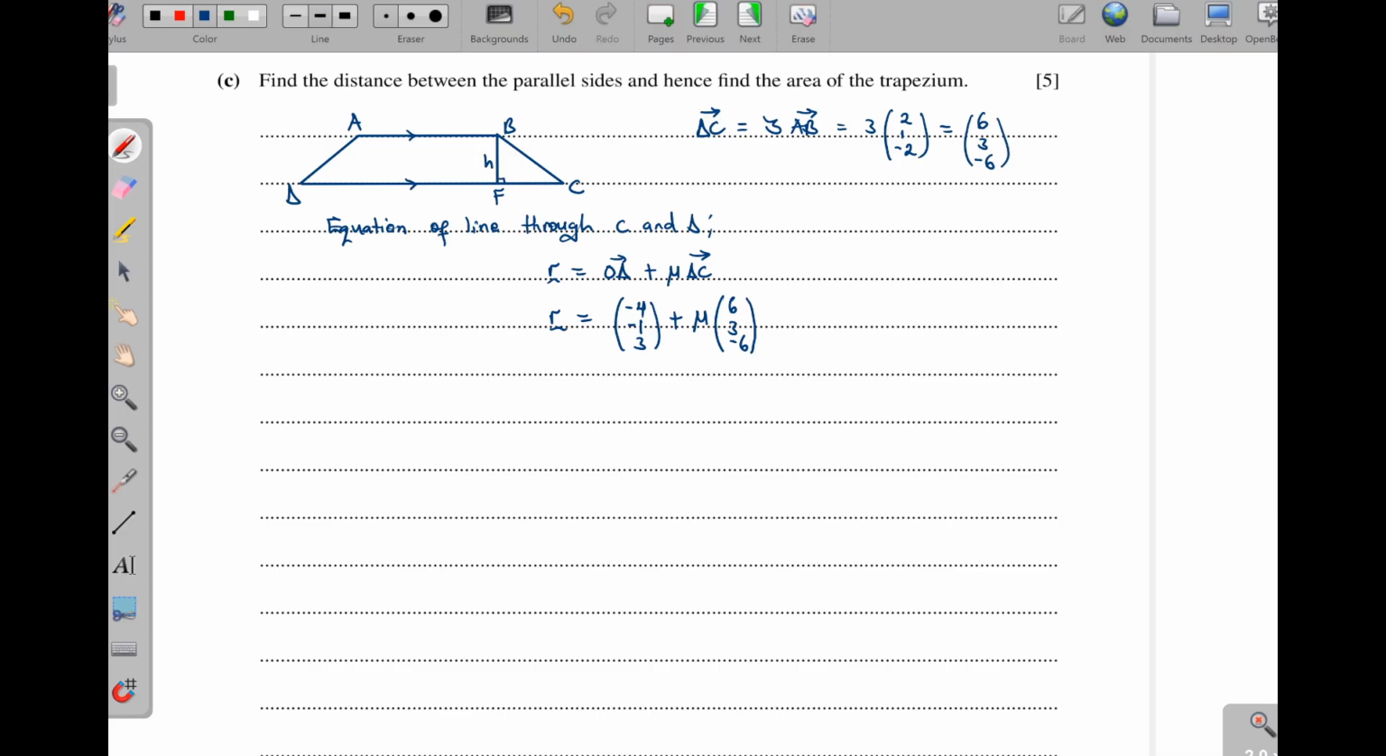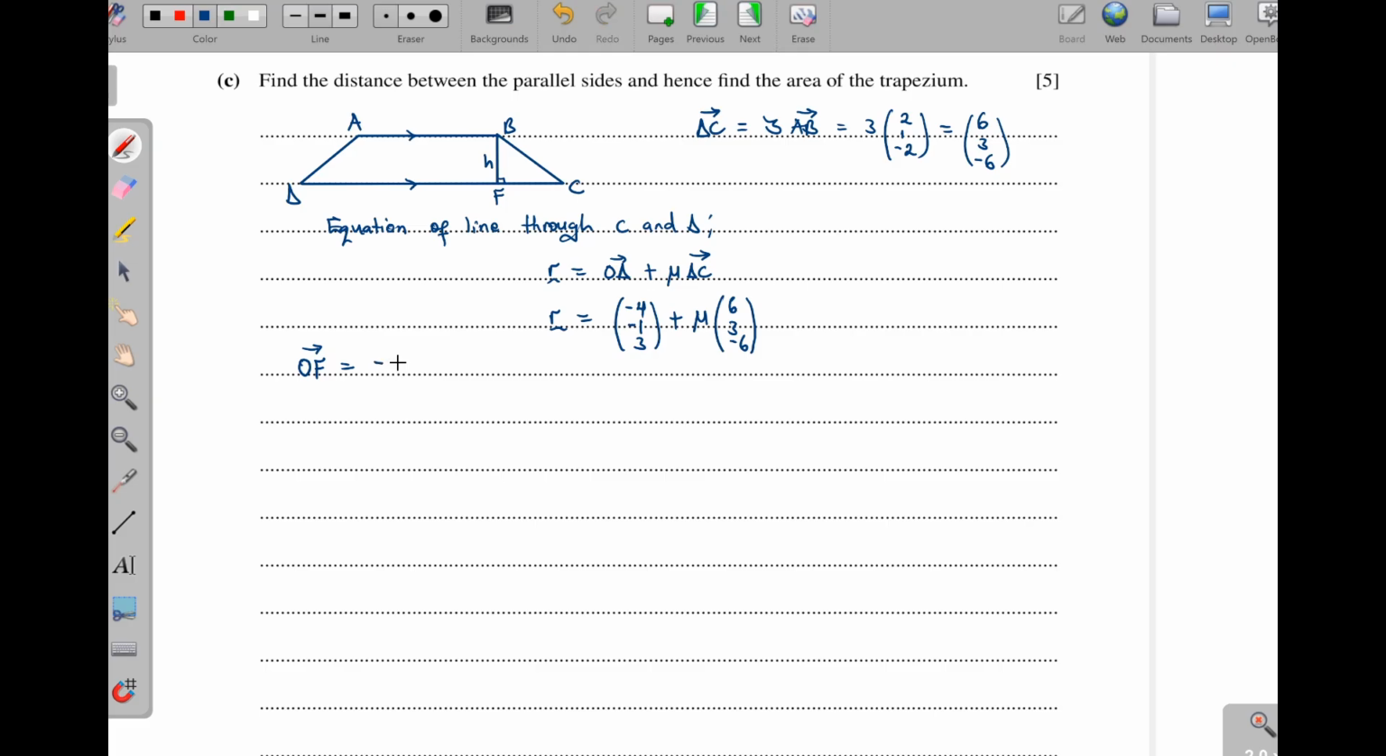Now, that means from here, we can get the parametric equation. So the x coordinate will be this, then plus 6 mu, and then minus 1 plus 3 mu, like that. So the coordinates of F are going to be, in fact, let me just write OF, the position vector of F being a point that lies on this line, then its coordinates must satisfy the equation of this.